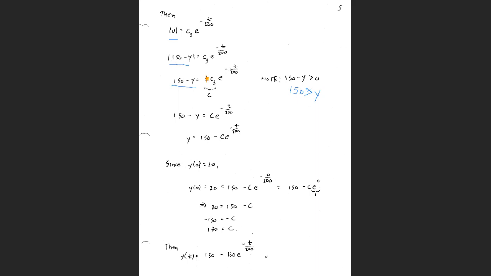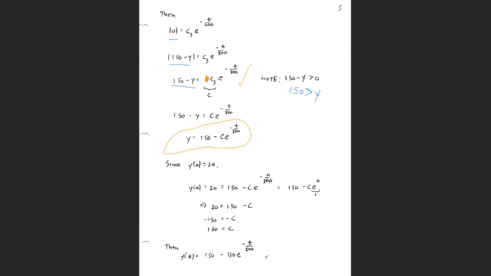So now that I'm done playing around with the constants, I'm going to call c3 equal to c. So now I solve for y, and y will equal 150 minus this constant of integration. Well, just this constant.